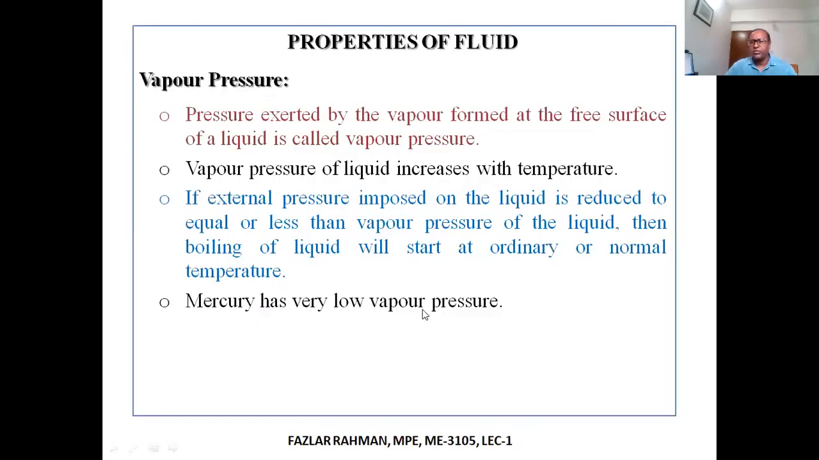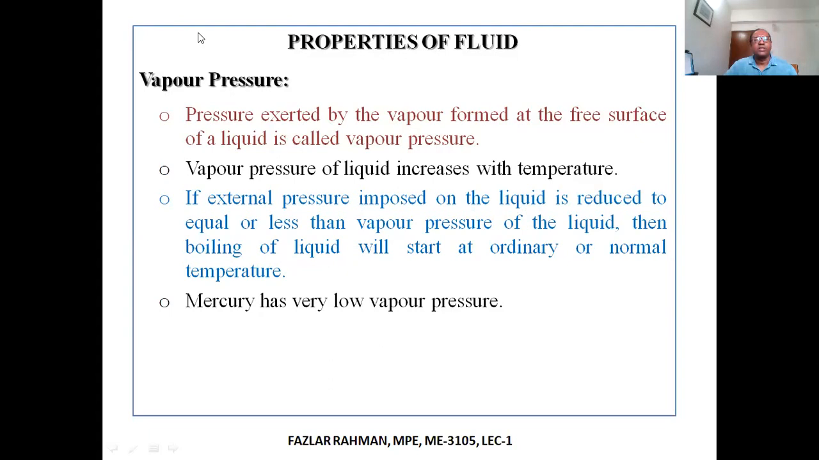Another thing you need to know is the vapor pressure of the fluid. What is the vapor pressure of the fluid? The pressure exerted by the vapor formed at the free surface of a liquid is called vapor pressure. And obviously, vapor pressure will increase with temperature. If the external pressure imposed on the liquid is reduced to equal to or less than the vapor pressure of the liquid, then boiling of the liquid will start at ordinary or normal temperature.